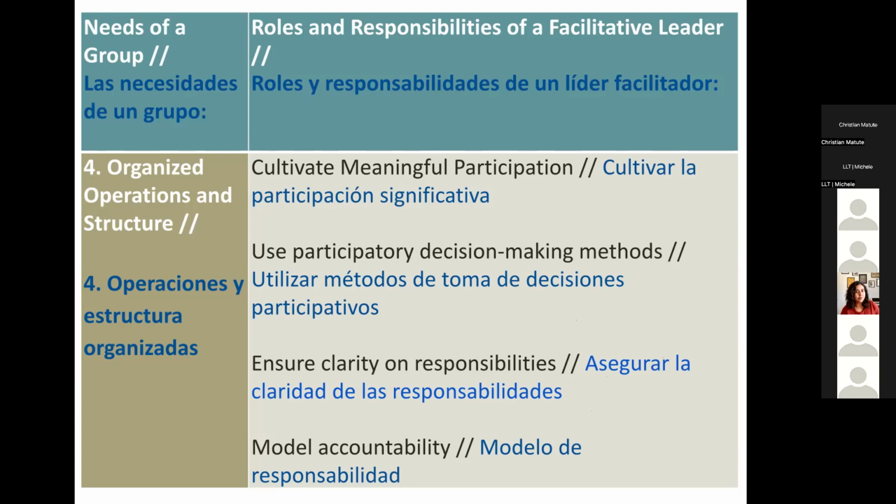Ensuring clarity of responsibilities. Maybe you have to have a hierarchical structure, and as long as people understand what everybody's responsibilities are, that can really help people feel that they have a meaningful role to play, right? It doesn't necessarily mean everything has to be a flat leadership structure. It just means that people are clear on who is doing what, and that they can participate in the most meaningful way that they can. And also to model accountability as a leader, making sure that is clear to everyone.